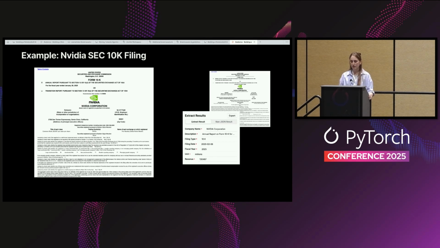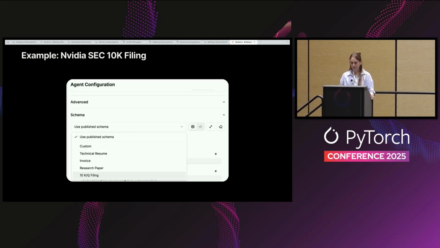This is just an example of the NVIDIA SEC filing. On the right-hand side here, you see the extraction result, which is showing you the various fields and the values for those fields based on the information in our file. So the way you configure an extraction agent, which happens in Llama Cloud, you have a few options. One, you can go ahead and select one of the predefined templates in Llama Cloud UI. We already have the 10K filing here, for example.